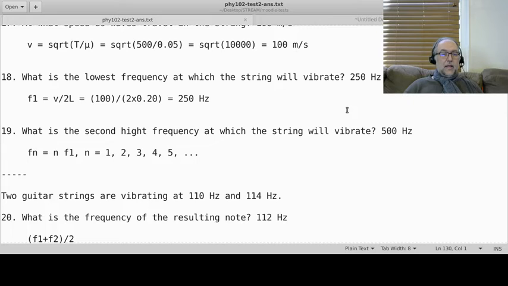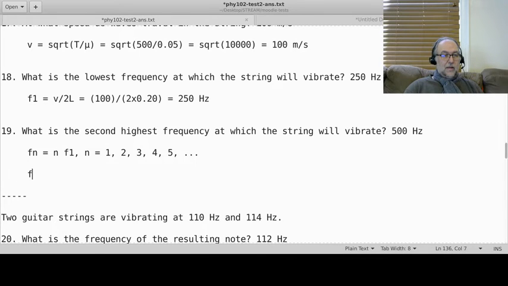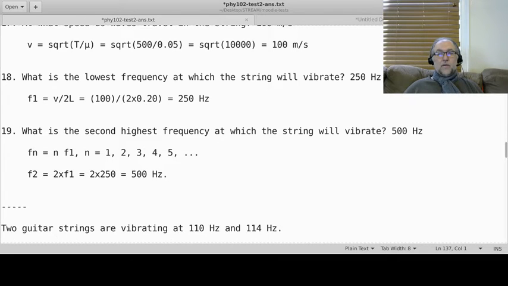Okay, and now all of the harmonics or the overtones are basically integer multiples of this, and so the second highest frequency at which the string will vibrate would be 500. And that's really simple, because all you do is you say, well, F2 is just going to be 2 times F1, and that's 2 times 250, which is 500 hertz. Okay, easy enough. All right.